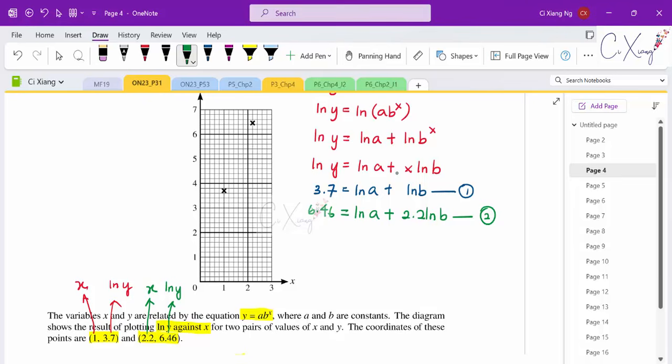Then after that, you just need to solve the simultaneous equations to get the answer. So for me, I'm using equation number 2 minus equation number 1. If I take 2 minus 1, then I'm having 6.46 minus 3.7, and you get 2.76. Then that equals ln a minus ln a, which becomes 0, plus 2.2 minus 1, so you're having 1.2 ln b.